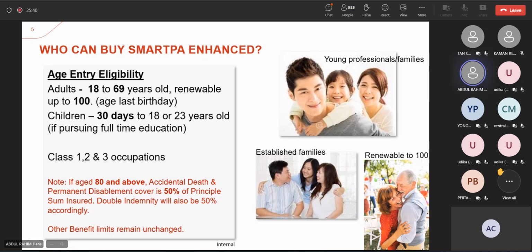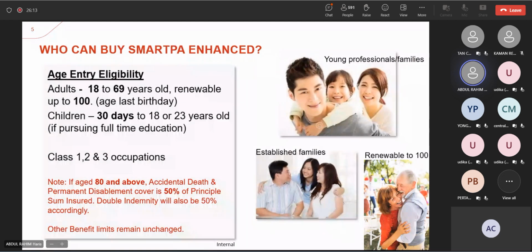So who can buy? This is the age entry eligibility. It is for adults, from 18 up to age 69, and this is based on age last birthday. And once you sign up when you're up to 69, then it is renewable up to age 100. As for children, it's as young as 30 days, up to 18, or up to 23 years old if the child is pursuing a full-time education.